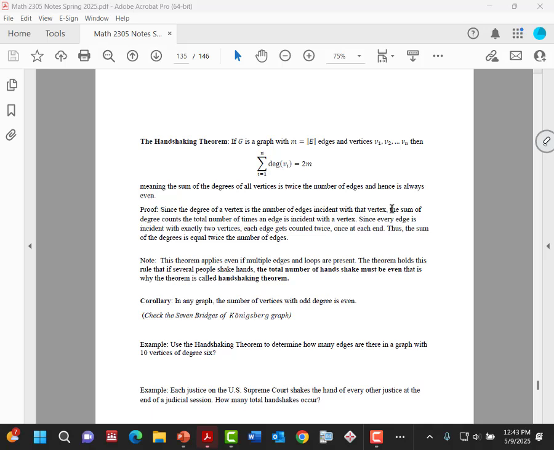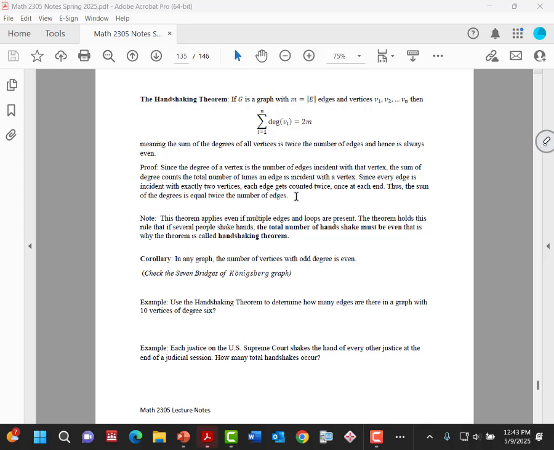So, I'll let you read the proof. It's not that important, okay? But here's a corollary to this handshaking theorem. In any graph, the number of vertices with odd degree is even, meaning there will always be an even number of vertices with odd degree. And you can check the 7 Bridges of Königsberg graph, okay? So let's use this handshaking theorem to answer a couple questions.